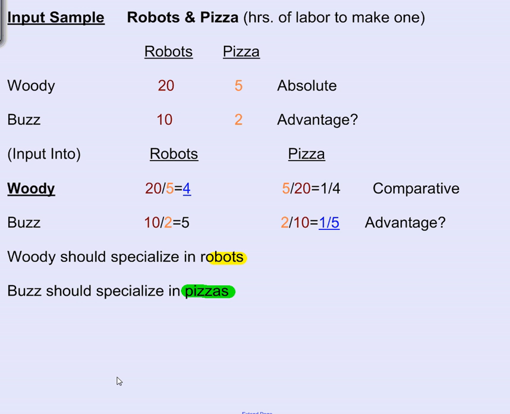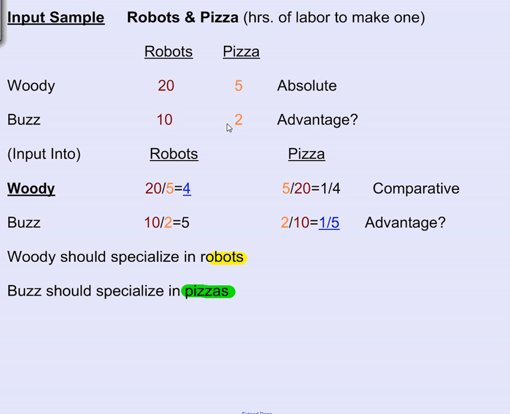Now this would be an example of an input problem. At the top we see it says robots and pizza, hours of labor to make one. In other words, how much labor time, how much of a labor input in order to produce one robot or one pizza. So that's a specific quantity of an output. We've got two people, Woody and Buzz. Woody requires 20 hours to make one robot, 5 hours to make a pizza. Buzz, 10 hours to make a robot, 2 hours to make a pizza. So who has absolute advantage?